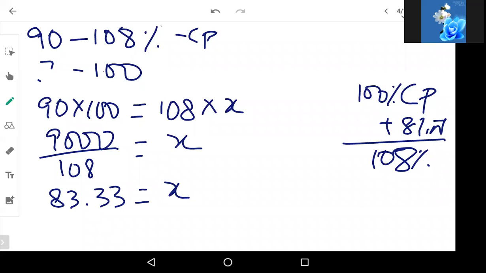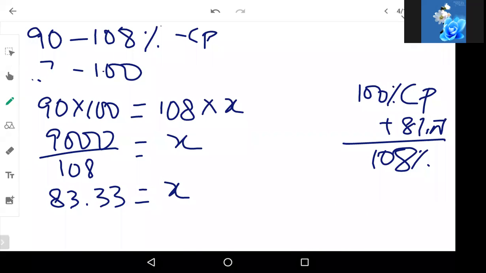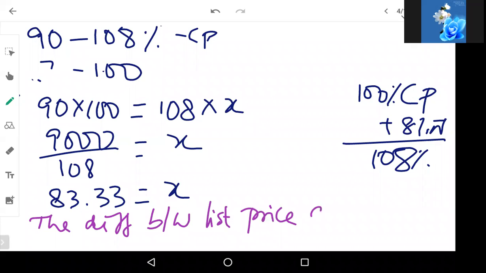Now, firstly, before going further, any doubts until here? Okay. Now we know the list price and the cost. We know the listing price to be 100. Now let us find the difference between the list price and the cost price. The listing price is 100. The cost price which we found out now is 83.33.